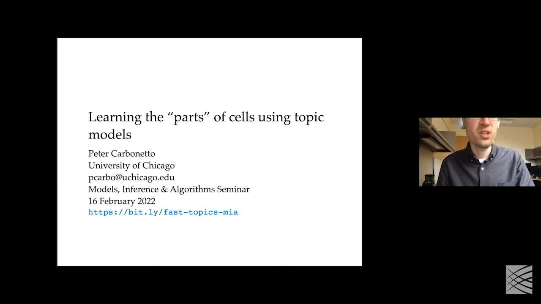So for those of you who will be here with me for the next 45 minutes or so, I'll make sure to leave time for questions so you can ask questions about this and Abhishek's talk. The goal is a very simple one. It's to share with you our results on using the topic model to analyze single cell data, specifically single cell RNA-seq data.